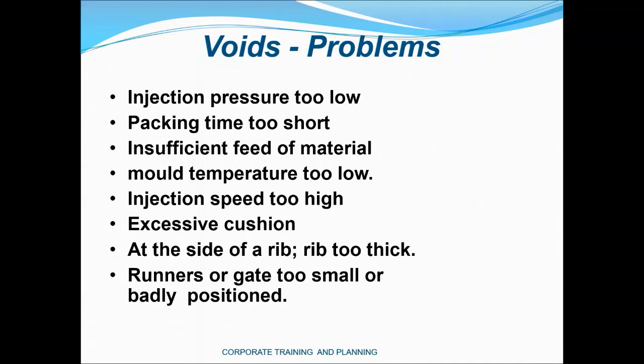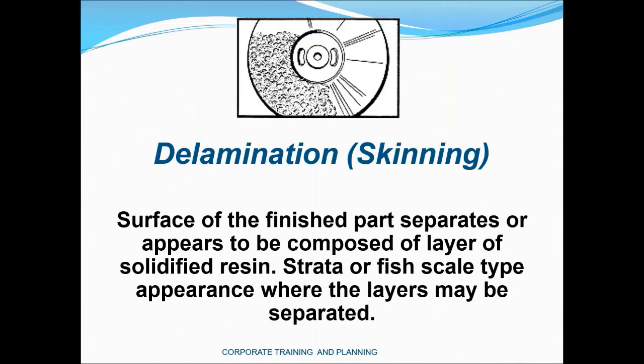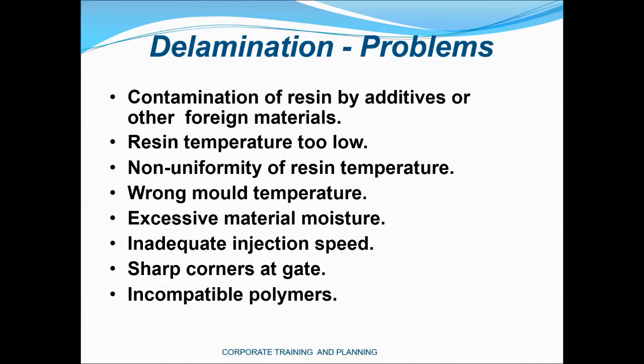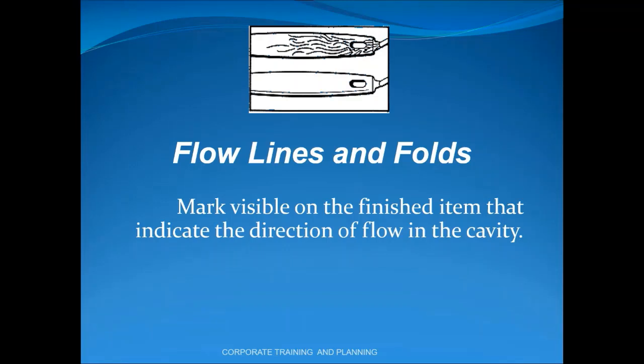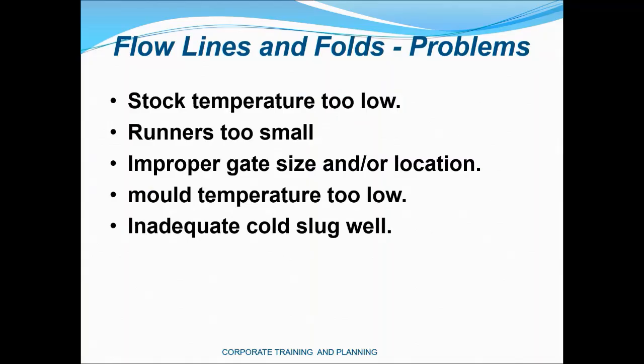Then delamination, where the surface of the finished part separates, due to contamination of the resins by additives or other materials. Flow lines and folds are more visible on the finished item and indicate the direction of the flow. Flow line and fold problem: stock temperature too low, runner too small.